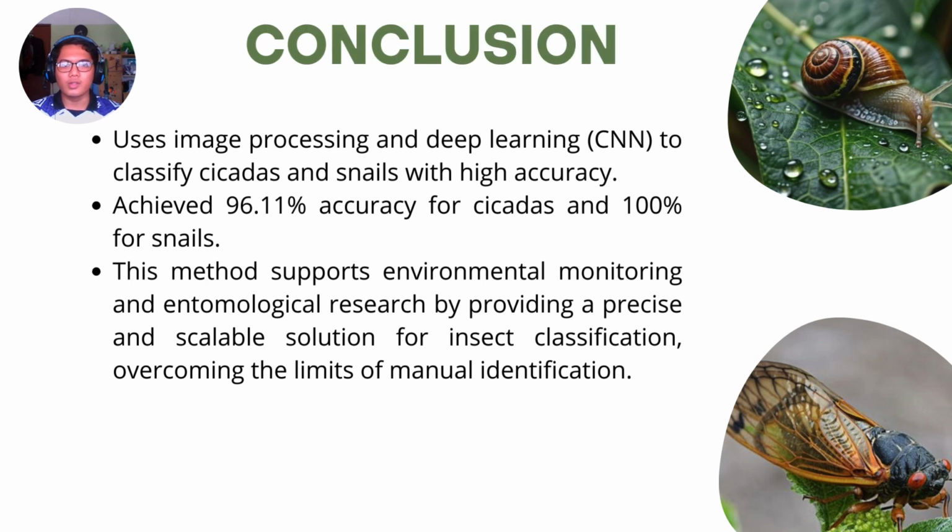For the conclusion, we can see this project uses image processing and deep learning (CNN) to classify cicadas and snails with high accuracy. From the testing results, we can see we have achieved 96.11% accuracy for cicadas and 100% for snails by enhancing image quality, segmenting images effectively, and training the images using CNN. We simplify classification. This method supports environmental monitoring and entomological research by providing a precise and scalable solution for insect classification, overcoming the limits of manual identification.